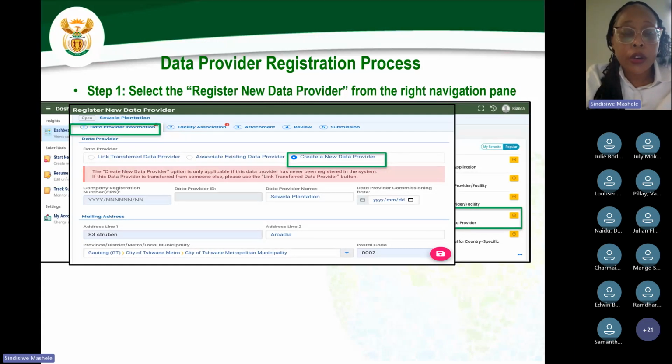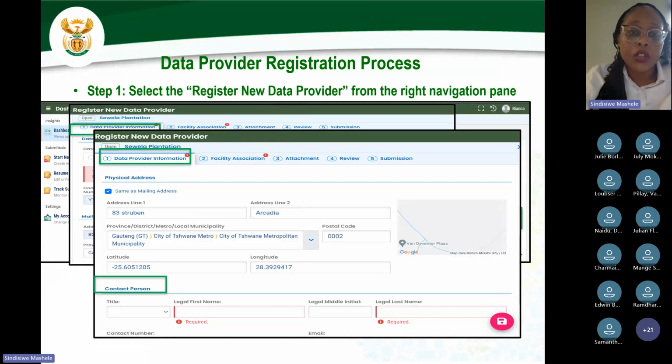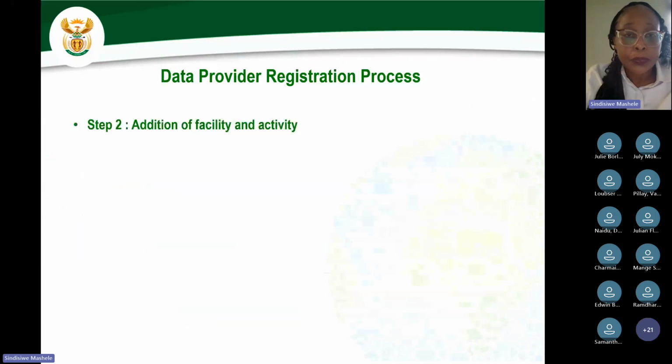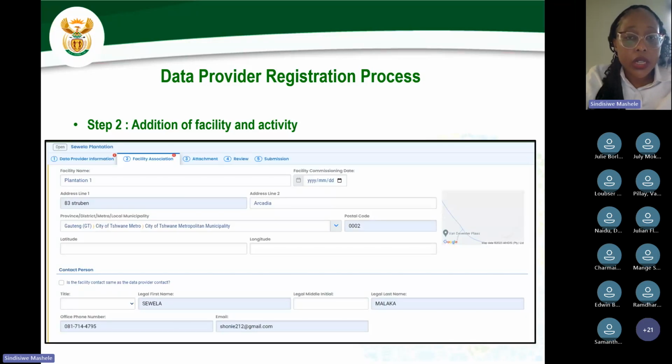So you then in this form capture the basic details of the company, including the contact person of that company. So it can be the same details as the person who's registered as an ECO, or it can be someone else. Then the next part, which is critical, is the registration of the activities that you are supposed to report.